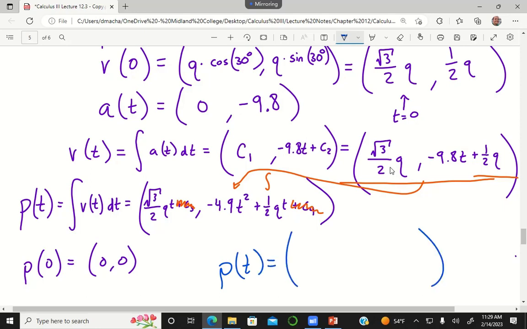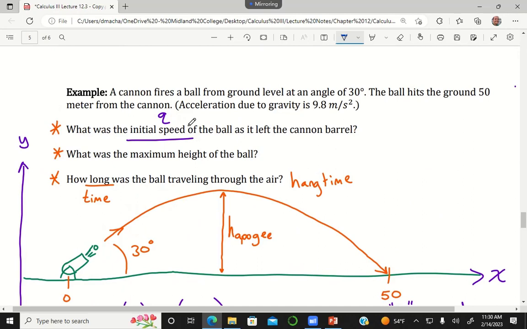Write it out again. So that's root 3 over 2 qt and then negative 4.9 t squared plus 1/2 qt. All right, let's revisit our questions now that we've figured out our velocity and our position functions. One thing we have not figured out yet is what this lowercase q is, the initial speed of the ball as it left the cannon barrel. We also haven't figured out the maximum height of the ball, and we haven't figured out how long the ball was traveling through the air.